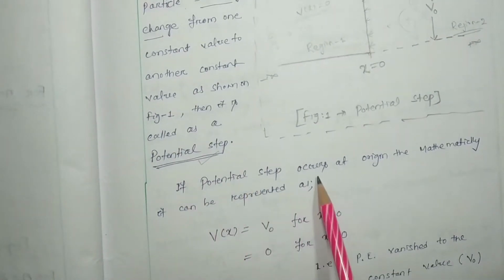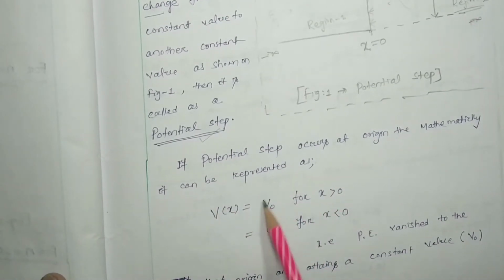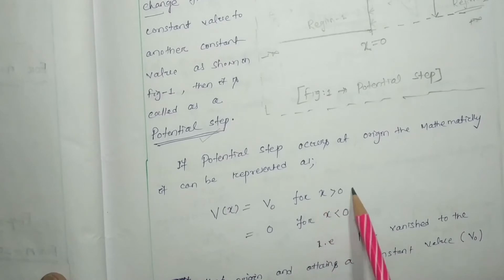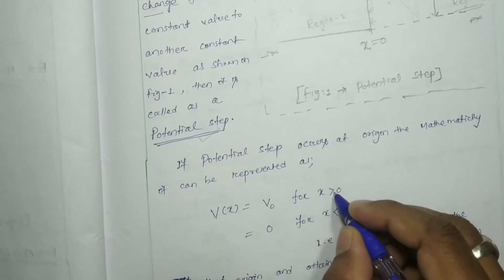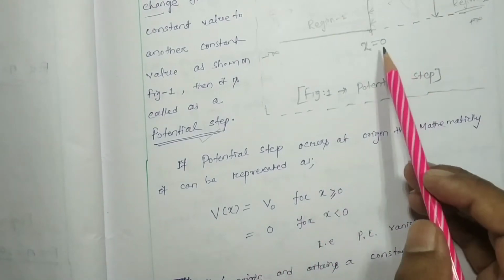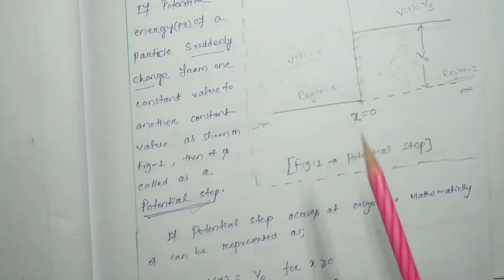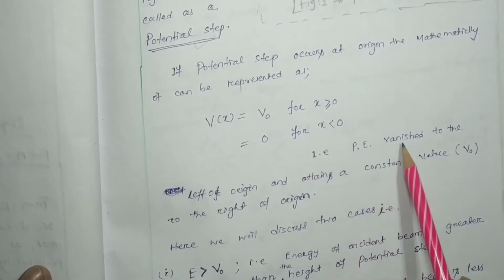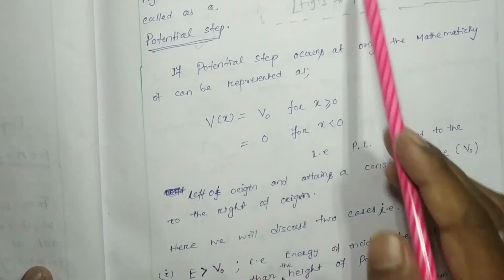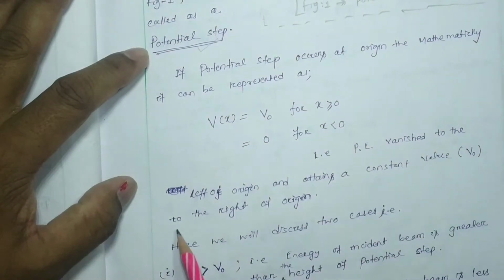If a potential step occurs at the origin, then mathematically it can be represented as V(x) = V0 for x greater than or equal to 0, and for x less than 0 the V(x) value is 0. So the potential vanishes to the left of the origin, and attains a constant value V0 to the right of the origin.